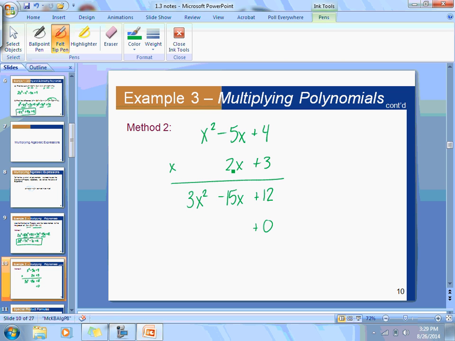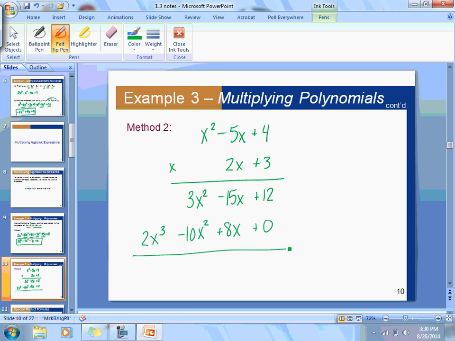Then you take the 2x times every term in the polynomial above it, one at a time, diagonally. So you're going to do 2x times 4, that's just 8x. And then you'll have the 2x times the negative 5x, so that's going to be the negative 10x squared. And this is a positive 8x, I'm going to put a little plus there. Notice how the x's are lining up and the x squareds are lining up. So now I have the 2x times the x squared, so that'll be a 2x to the third out front.